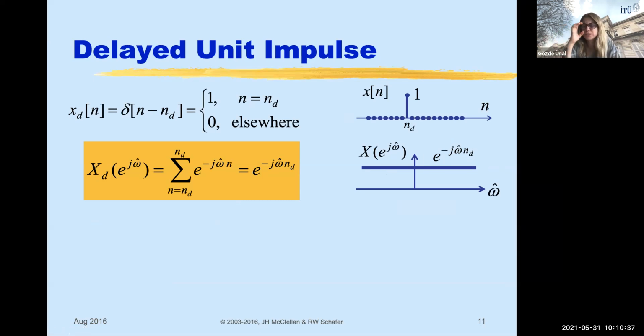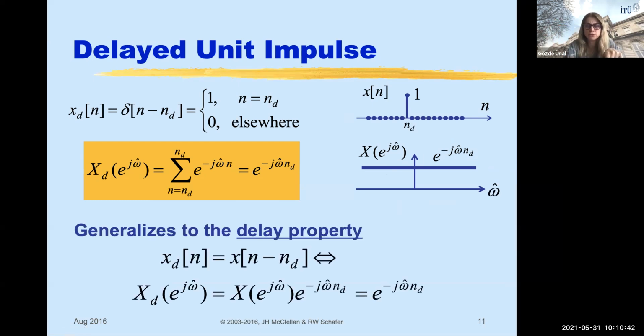By the way, this Fourier transform is a complex function. So we have a magnitude and a phase. I think we're going to show this soon. It generalizes to the delay property. Remember, shift a signal or delay a signal, its Fourier transform will be multiplied by a complex exponential, meaning a phase shift will be introduced. This e to the minus j omega nd is a phase shift because it affects only the phase of the Fourier transform, not the magnitude.